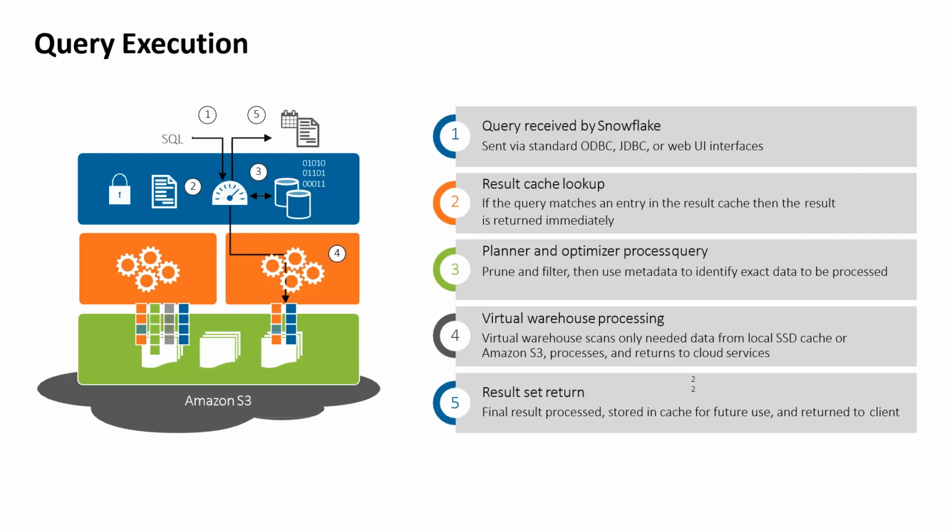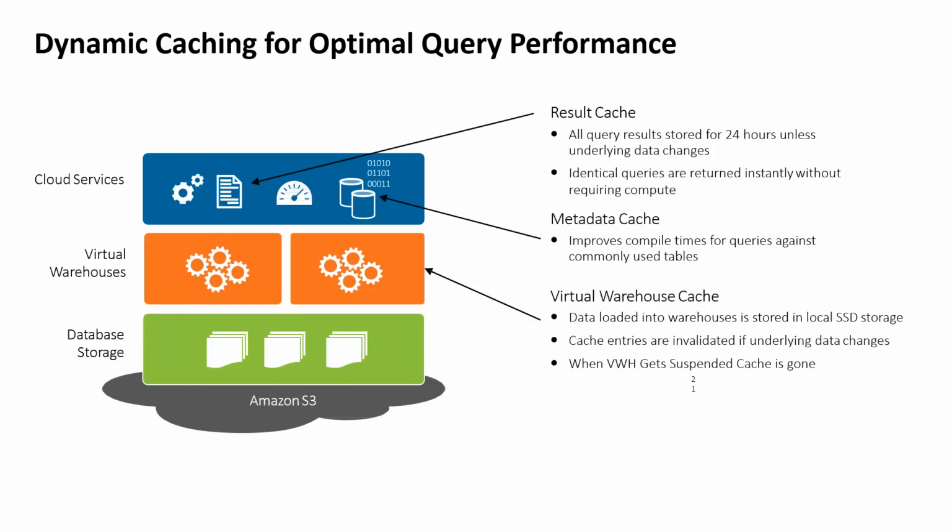Sir, could you please go to the last slide? I was being asked, out of the three caches, which one is faster? The result cache is faster. It's specific to the user, and it is in the metadata. So whatever you query from the metadata is much faster. Okay, thanks.